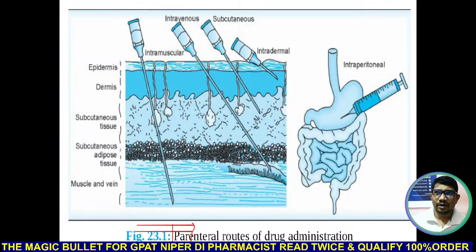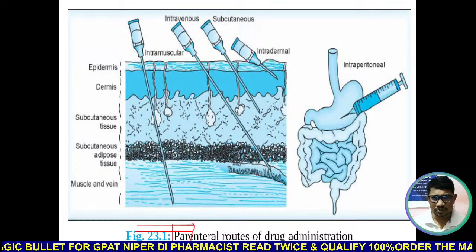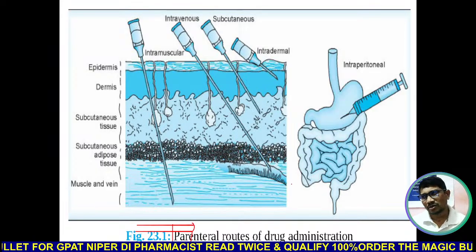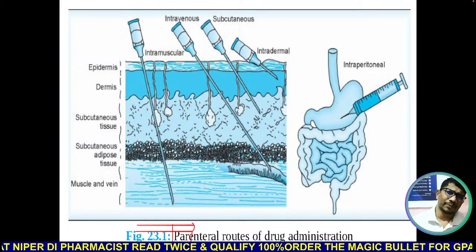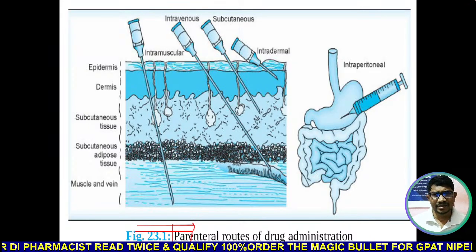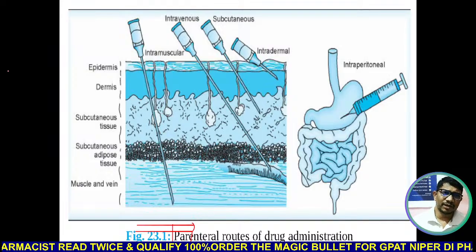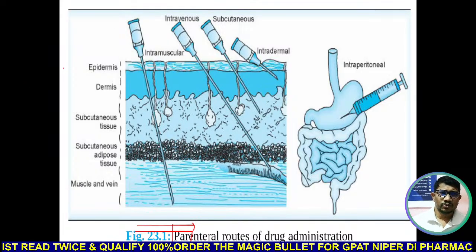Even your inhalation route also comes under the parenteral routes, right? Your rectal routes also comes under the parenteral route. But parenteral routes normally refers to the drugs given by injectable routes, right? Different type of injections we used to give.